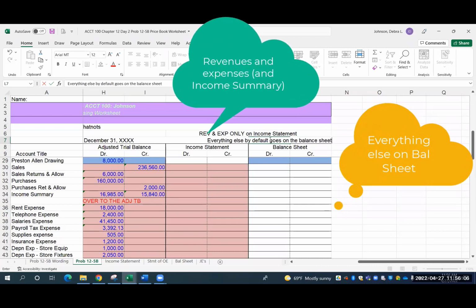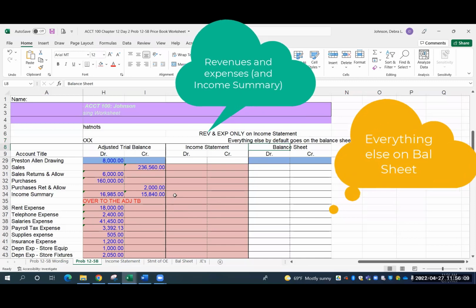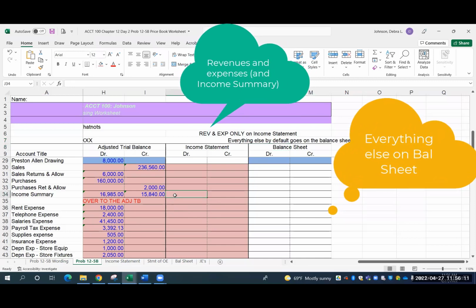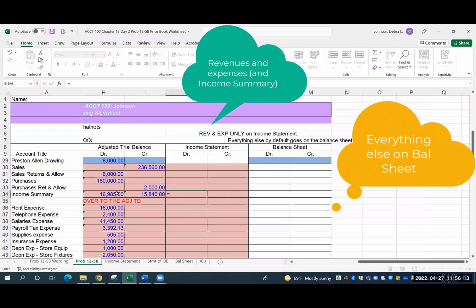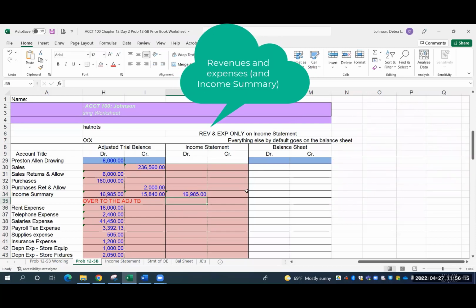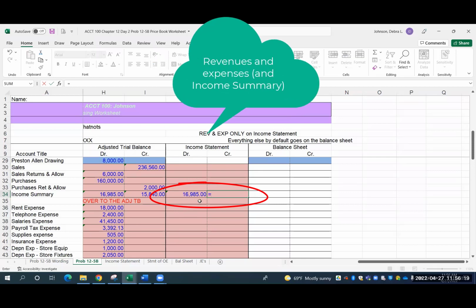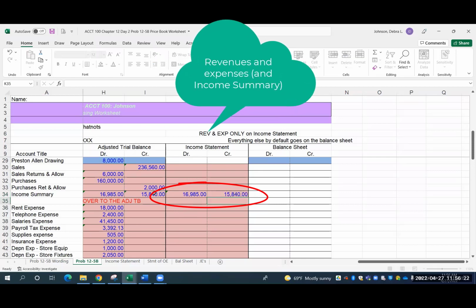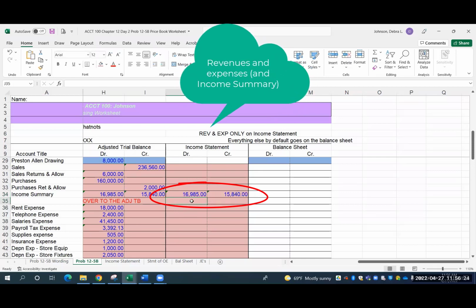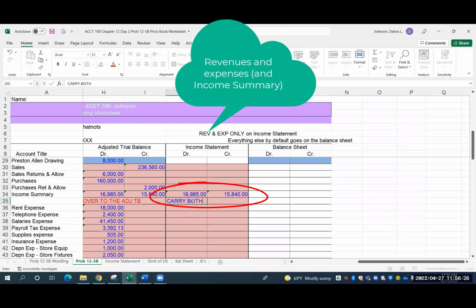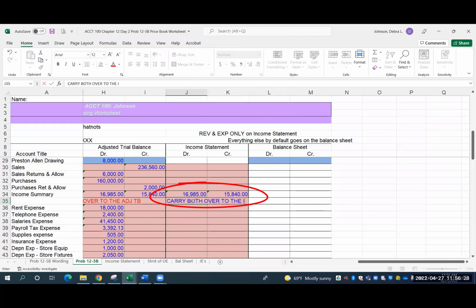And by the way, income summary, we're going to carry both over again. So that's the first thing I'm going to do. So many people are going to miss that. Both of those get carried over to the income statement. It's going to be used in the next chapter to calculate something called cost of goods sold. So I'm going to write another note. Carry both over to the income statement.